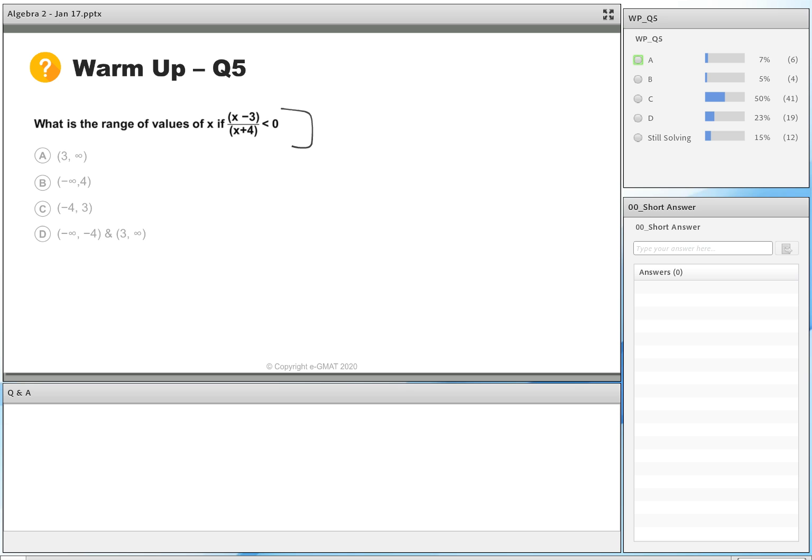Now, let me ask this question to all of you and I'll open the short answer poll. A perfect square is a non-negative number. Is that true? Please write a yes or a no.